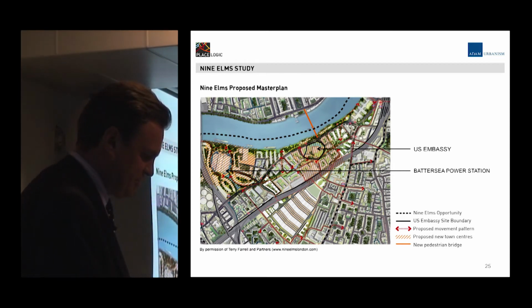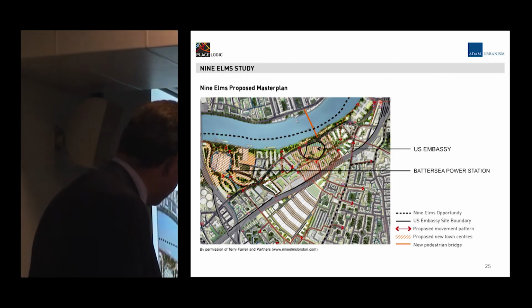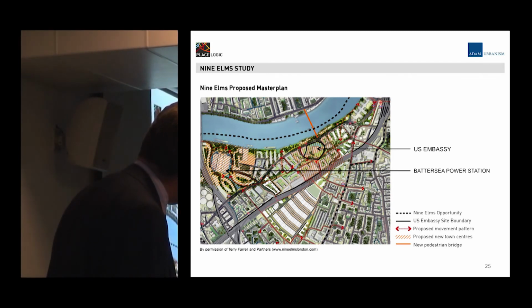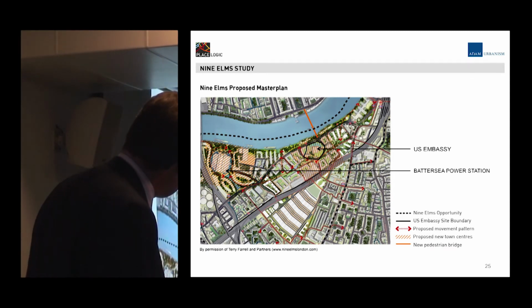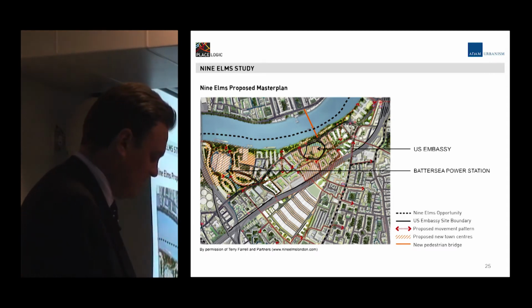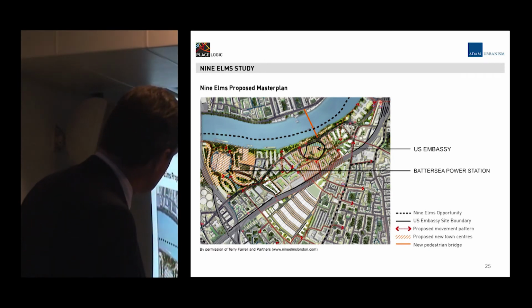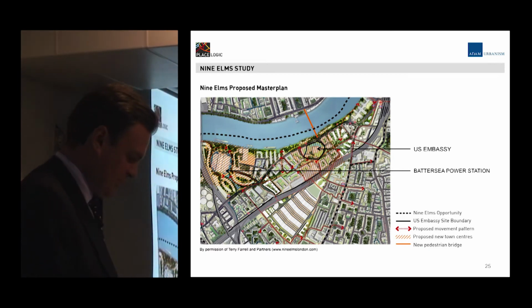And the aspirations, there are obviously many aspirations, but there are 3 I want to look at in particular. One was the aspiration to create 2 new local centres: on the eastern side around the American Embassy, and on the western side around Battersea Power Station. Another was a desire to improve the connectivity between these 2 new local centres, and a desire to connect Nine Elms across the river to Pimlico as well.